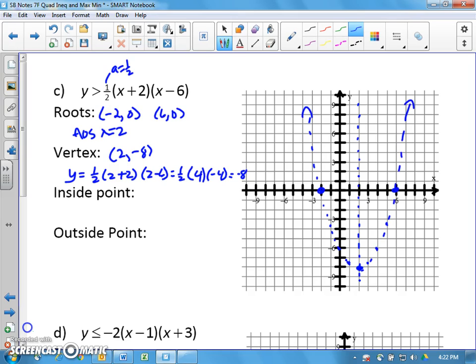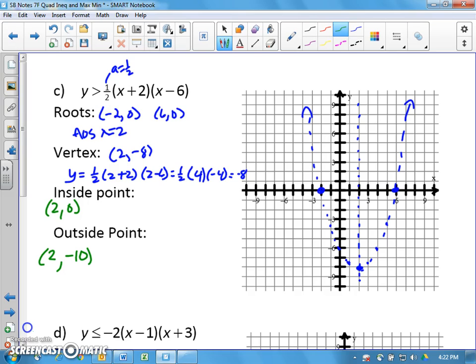And when you choose your points, I would avoid the top part because we didn't graph specific points there, but you want to choose a point clearly inside, clearly outside. And again, I'm going to stick to ones where I know if I plug in 2, I'm going to get negative 8 because that's the value of my vertex. So an inside point might be (2, 0). Outside point (2, -10) will work.